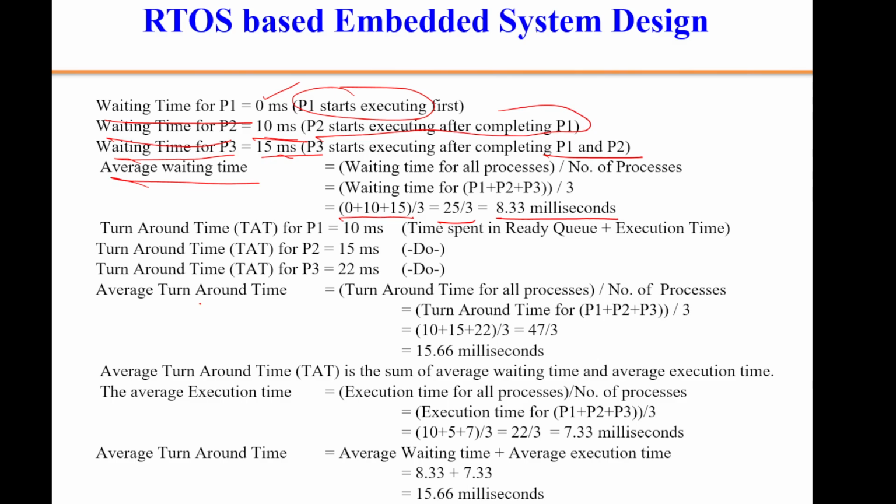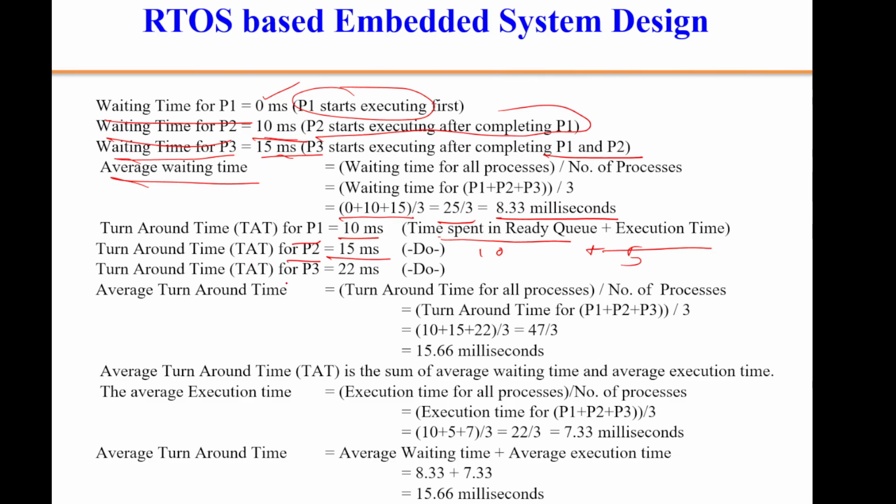And coming to the turnaround time, for the first process, P1, it is 10 milliseconds. Why? Because there is no waiting time, and turnaround time can be calculated as time spent in the ready queue plus execution time. So for P1, ready queue waiting is 0 and execution time is 10 milliseconds, so totally 10 milliseconds. When you take turnaround time for P2, it spends 10 milliseconds waiting in the ready queue, and execution is 5 milliseconds. So 10 plus 5, 15 milliseconds. 10 is waiting time and 5 is the execution time.